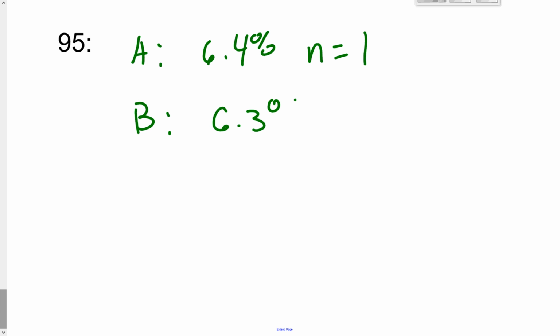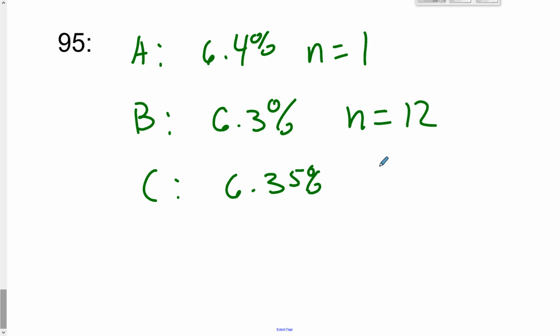So we have Bank A with 6.4% interest, and it's compounded annually, so our N would equal 1. Okay, so this is our percent. Bank B, our rate is 6.3%, and compounded monthly, so our N is 12. All right, and then C is 6.35%, and it's compounded quarterly, so N is 4. And we'll see basically how much interest we collect.